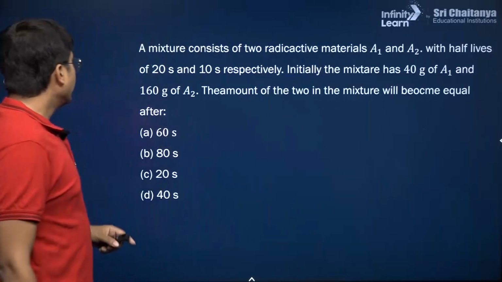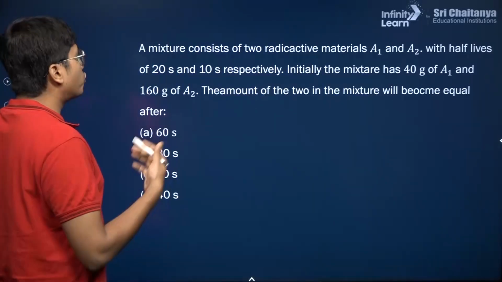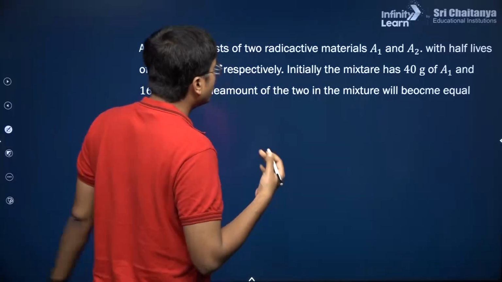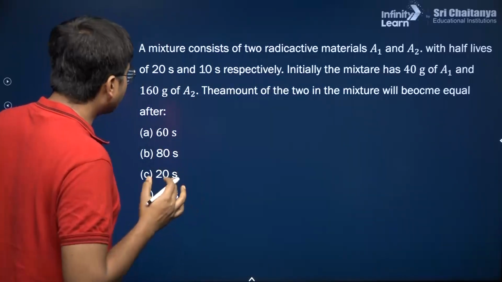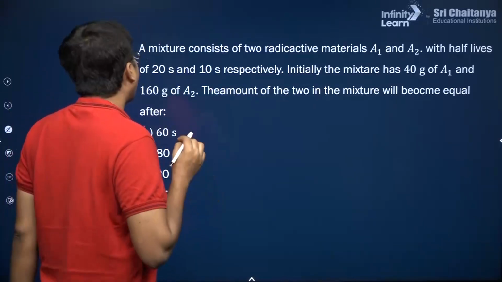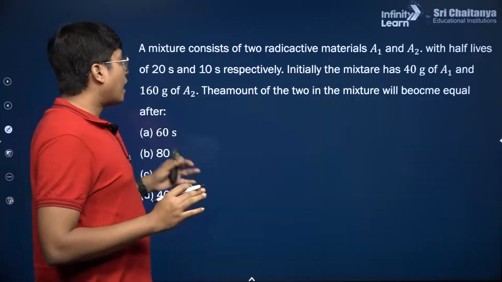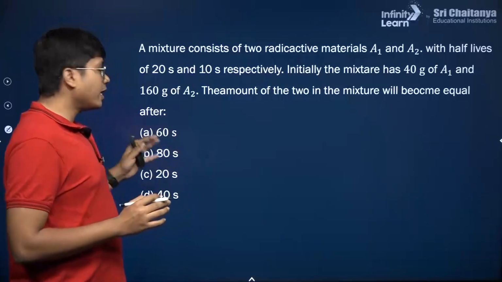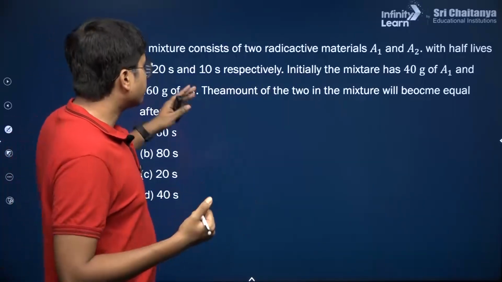Okay. The next question says, a mixture consists of two radioactive materials A1 and A2 with half-lives of 20 seconds and 10 seconds respectively. Initially, the mixture has 40 gram of A1 and 160 gram of A2. The amount of the two in the mixture will become equal after how many seconds?